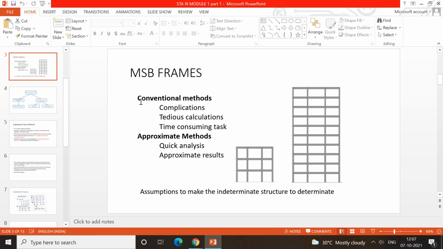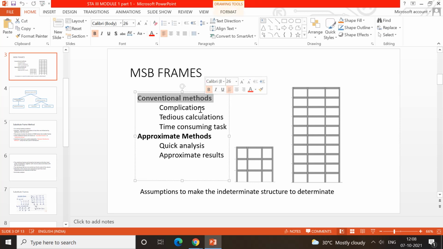You have studied many conventional methods in the previous semesters for solving indeterminate structures, like Kani's method, slope deflection method, moment distribution method, etc. But you cannot directly apply such conventional methods to multi-story building frames because it induces more complications. There will be tedious calculations, so it will be a time-consuming task. So we have to go for some approximate methods for quick analysis, but they provide only approximate results. In approximate methods, we take some assumptions to make the indeterminate structure determinate, and we can solve it by ourselves.